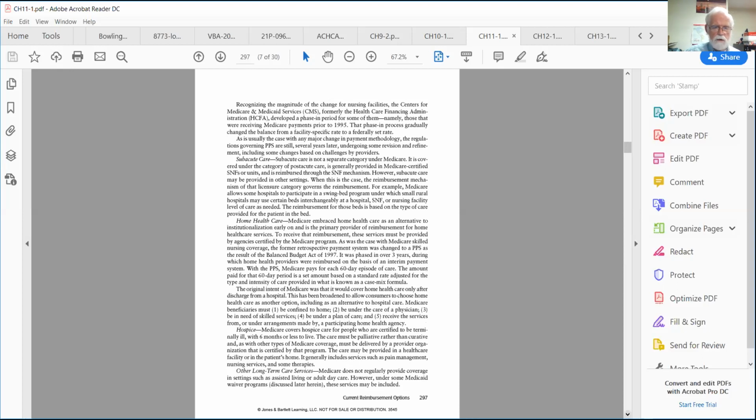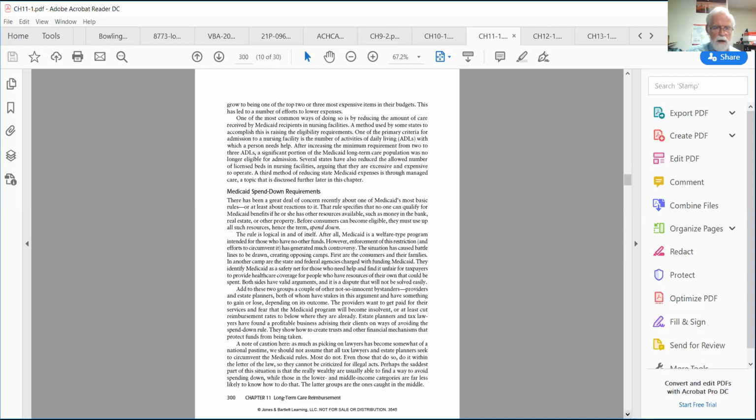But home health care and subacute care are covered under the issue of post-acute care, which basically means longer-term recovery, such as rehab, that you have to go through when you are recovering from whatever. Home health care is a part of it as well, and hospice. The other kinds of long-term care, like assisted living and adult daycare, are not covered by Medicare. However, they can come under Medicaid.